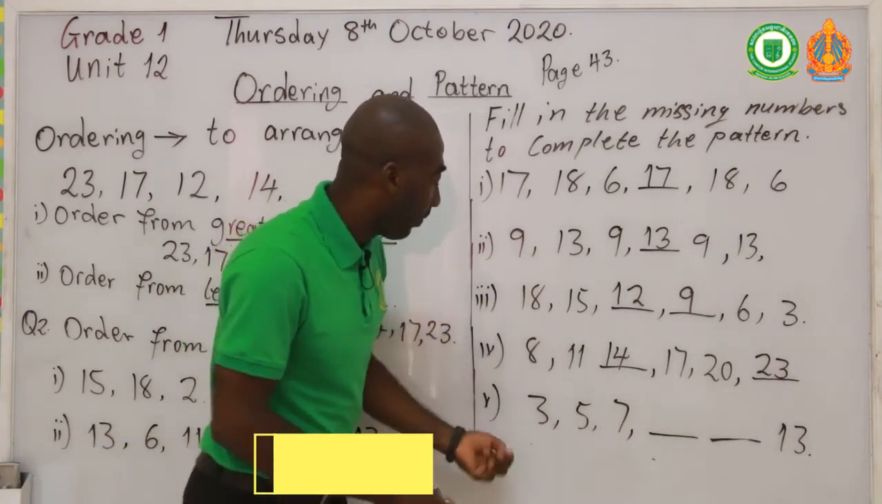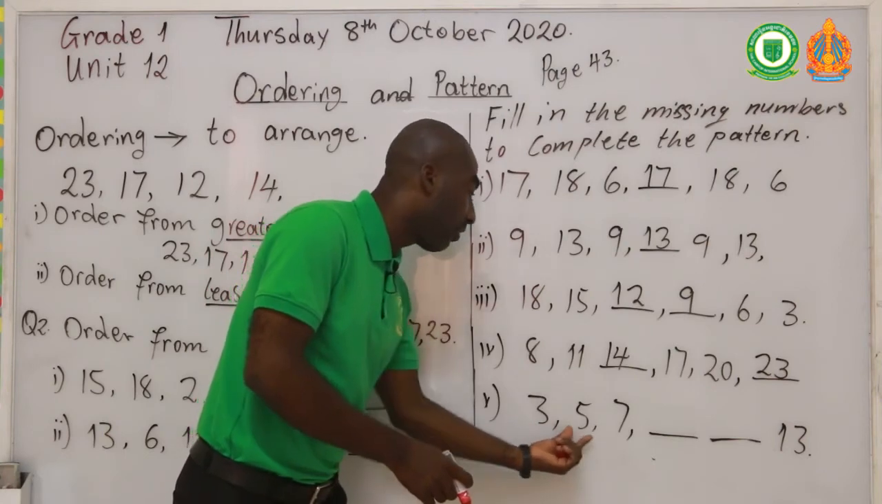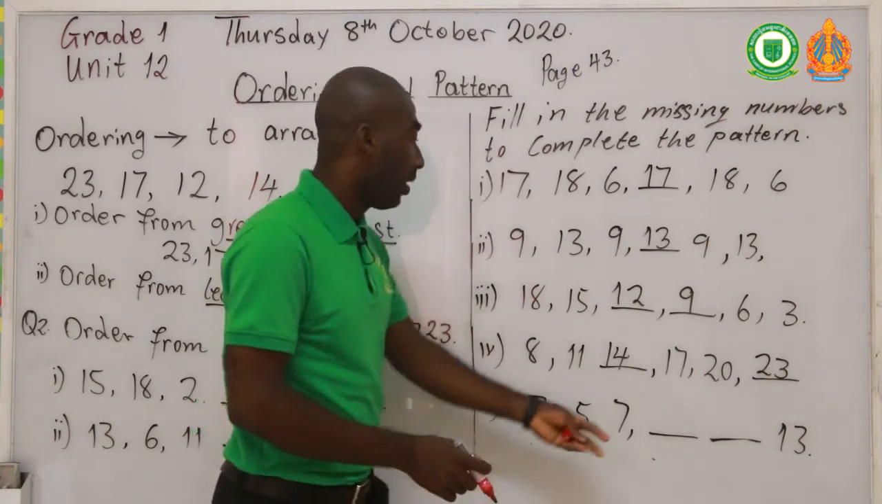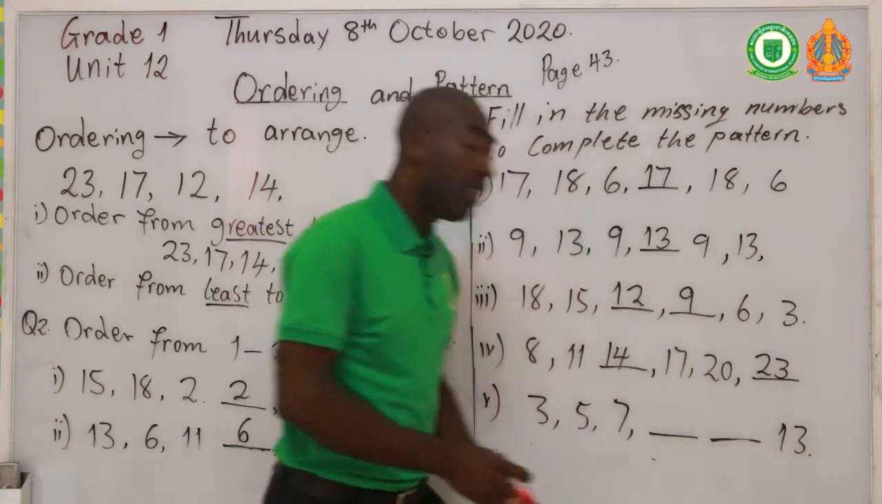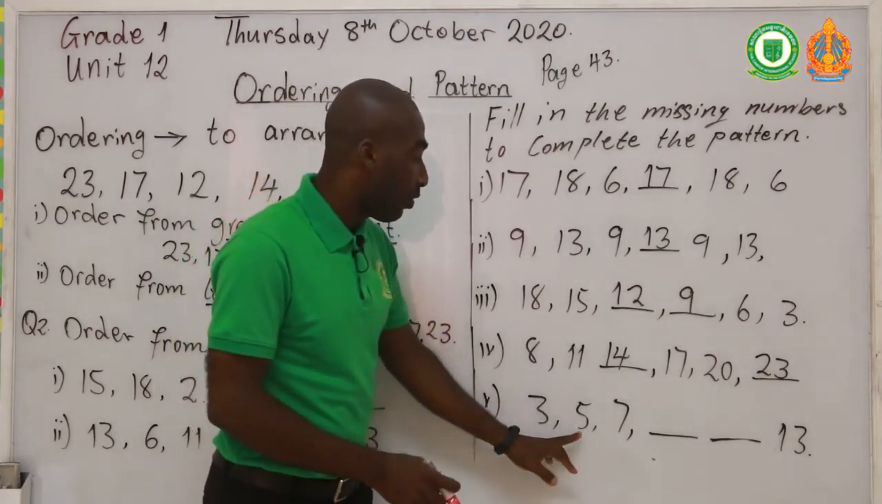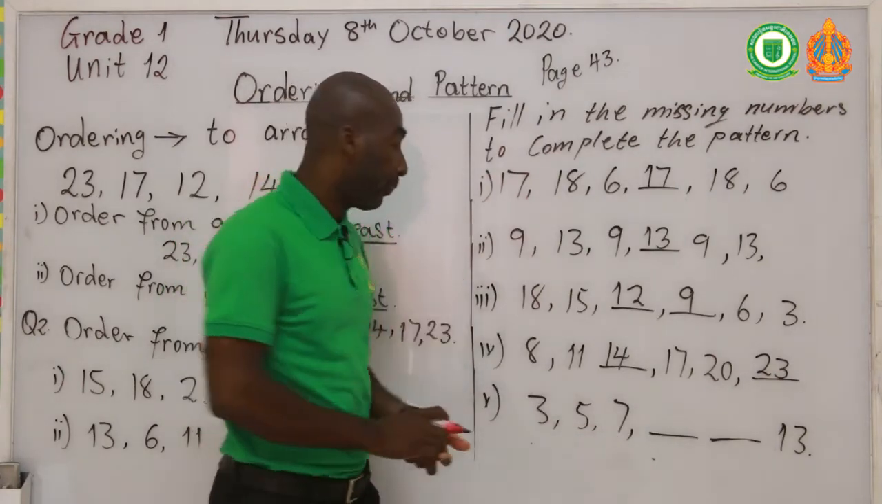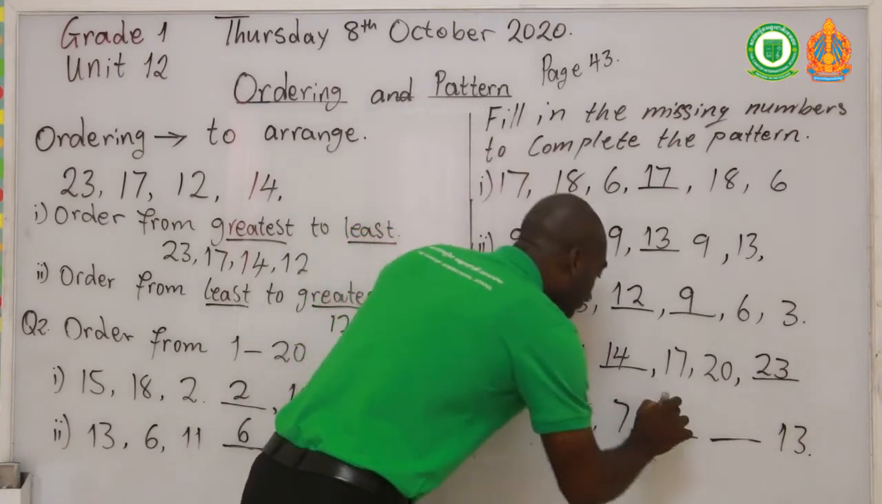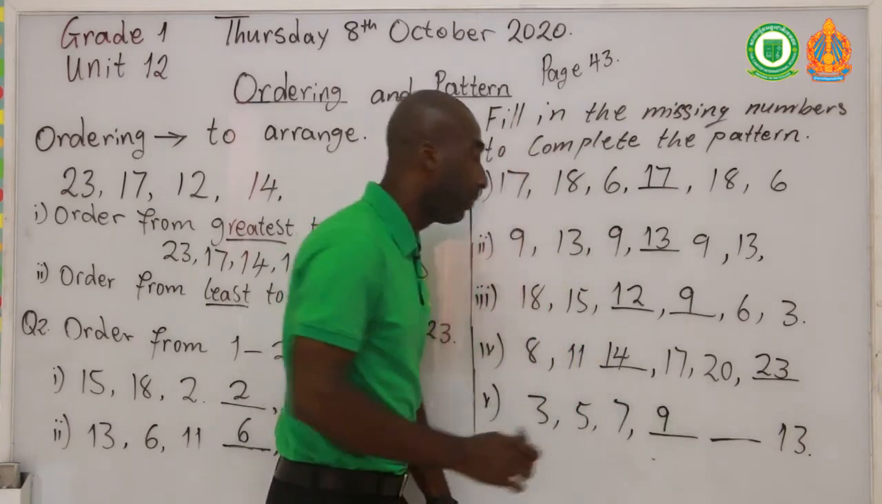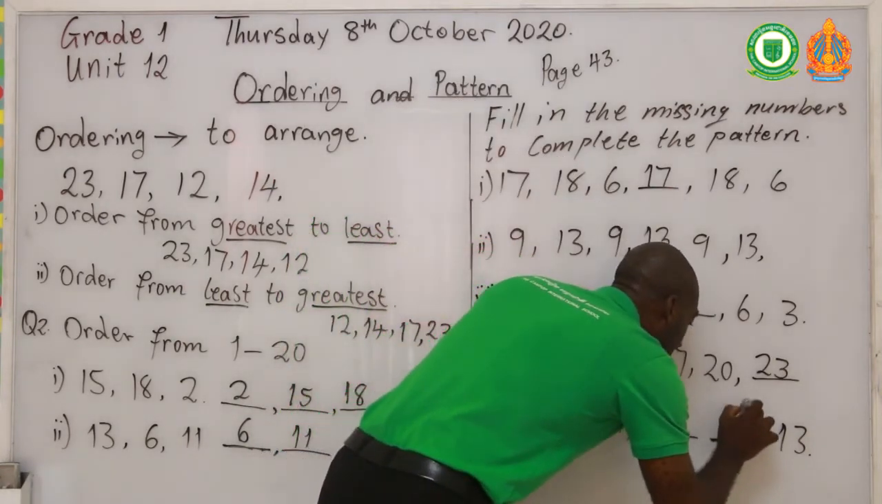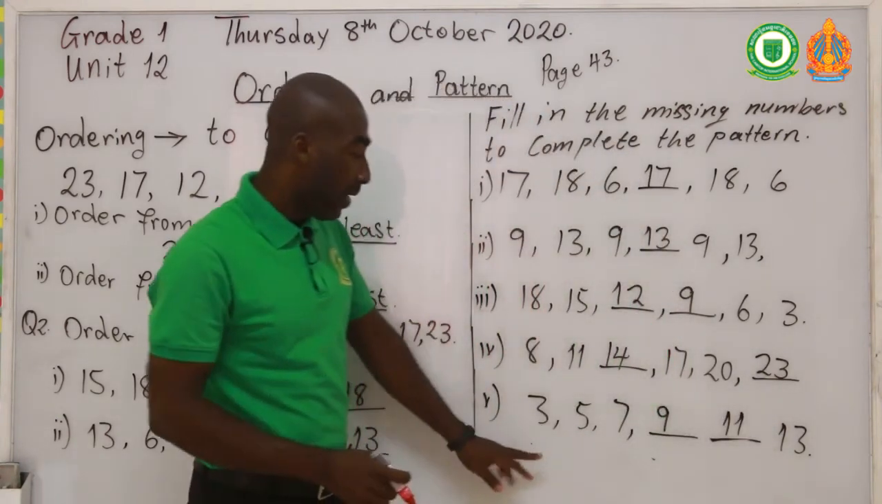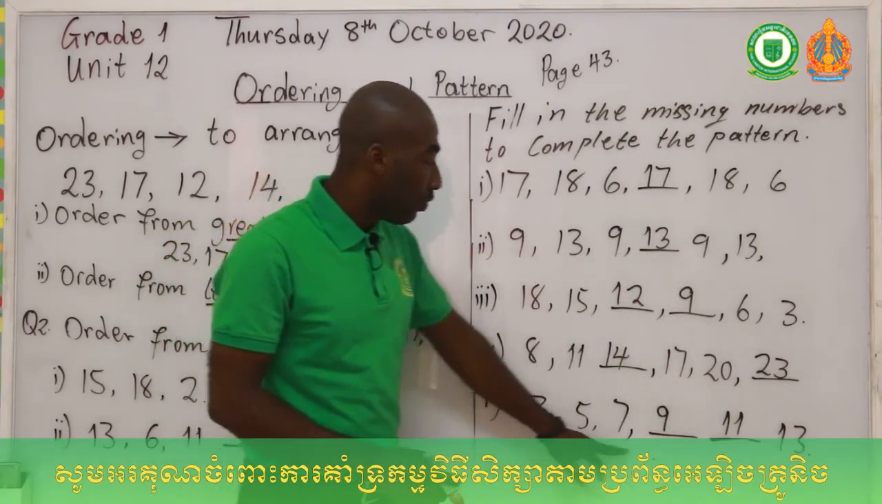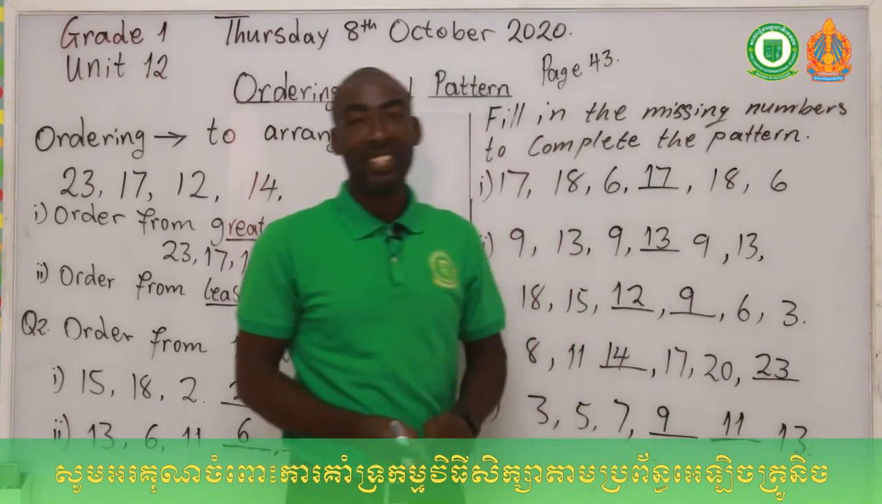We check this one. We have 3, 5, and 7. And then we have 13 here. So what is the difference between this and this? 2. So you need to add. You have 9 here, and then you have 11 here. So that means the difference is 2, 2, 2, 2 to the last one.